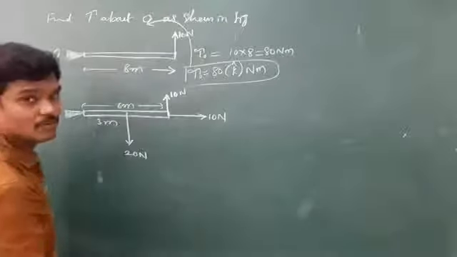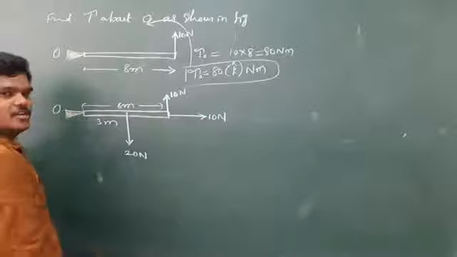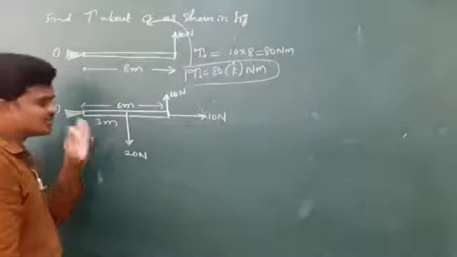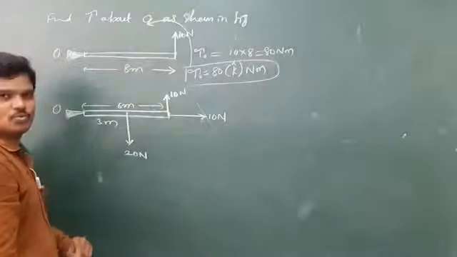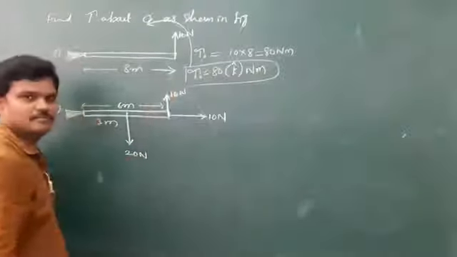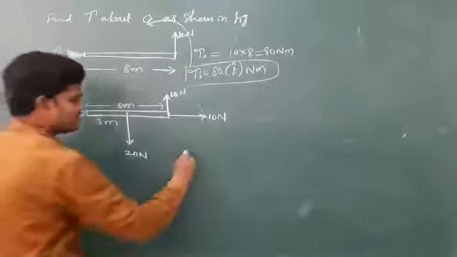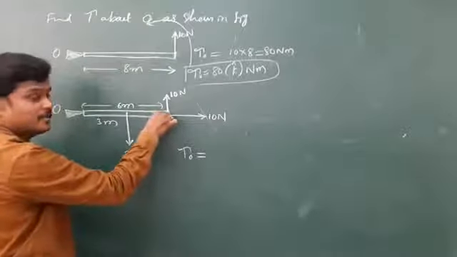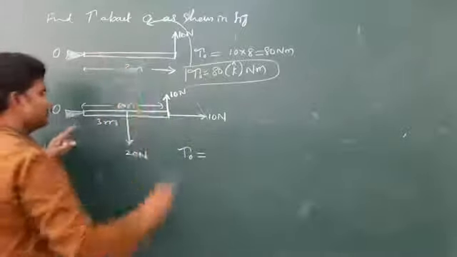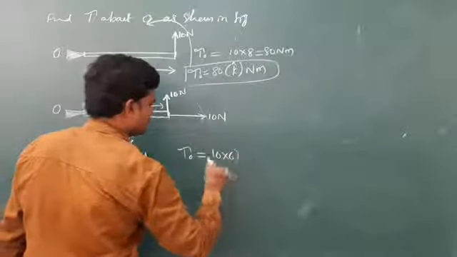Find torque about O. The 10 Newton along the rod does not create any torque about O because it is along O, so this is omitted. The other 10 Newton about O creates a torque, and 20 Newton also creates a torque. Let us write torque about O. For the 10 Newton, the arrow tip edge is left, and left means positive. So 10 into 6.